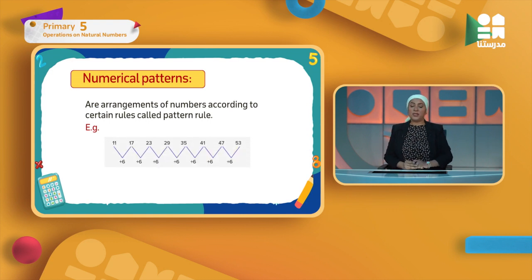Example, as you see in front of you here, I have the numbers 11, 17, 23, 29, 35, 41, 47, and 53. If you notice here, we jump forward by 6 every time. I add 6 between every number and the next one. So my pattern rule here is to count forward by 6.